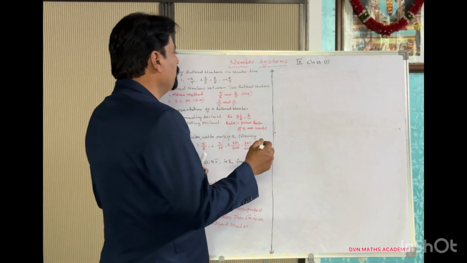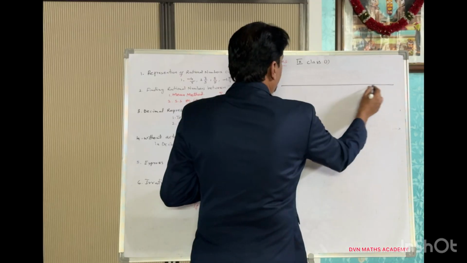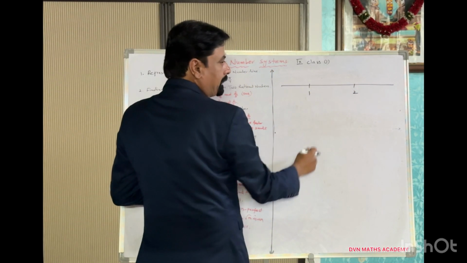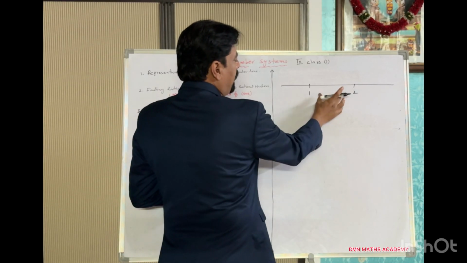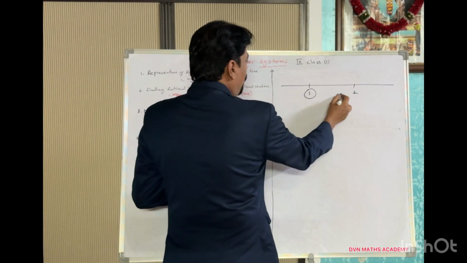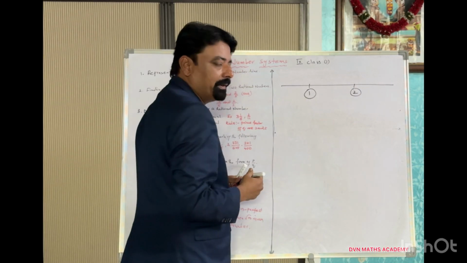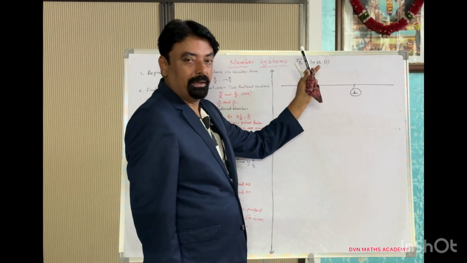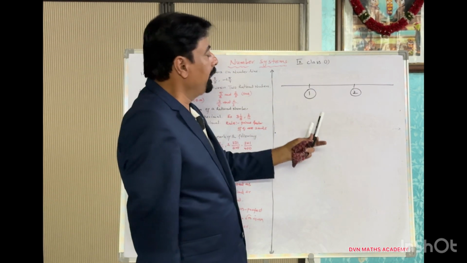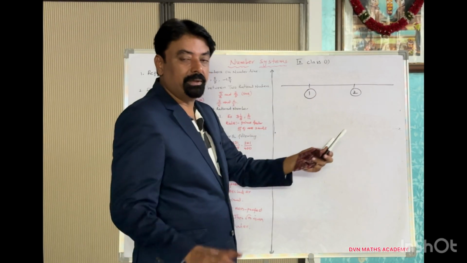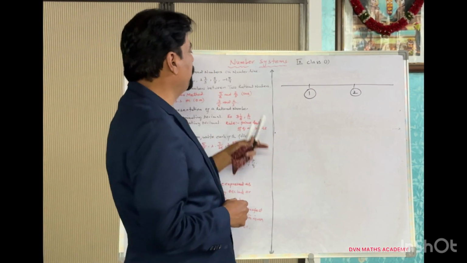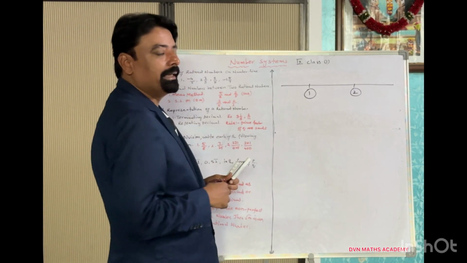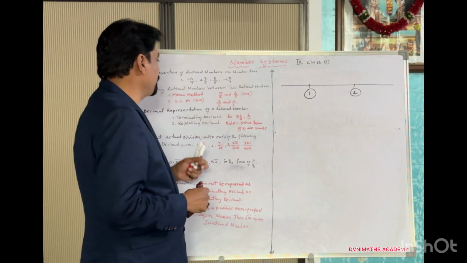I already told you, if it is my number line, for example this 1 and this 2, if you make 10 parts, there are 10 rational numbers. If you make 100 parts, there are 100 rational numbers. I mean, there are infinite rational numbers between two given natural numbers. There are infinite rational numbers between two given integers. There are infinite rational numbers between two rational numbers also. So if you take any two rational numbers, we can represent infinite rational numbers in between them. That is the concept of this question.